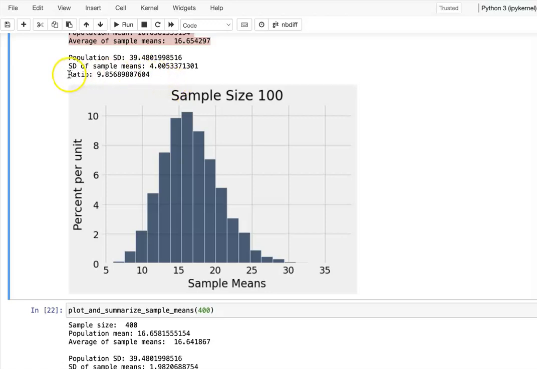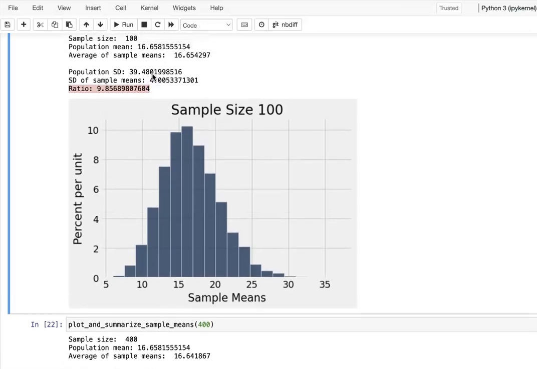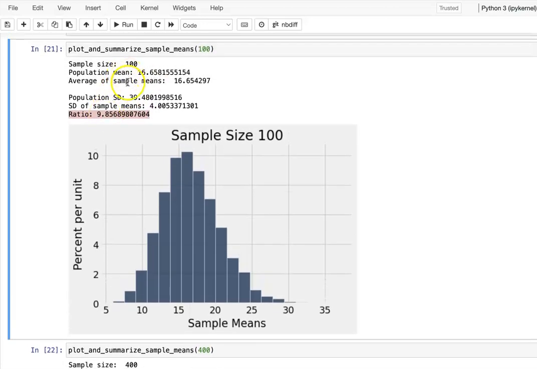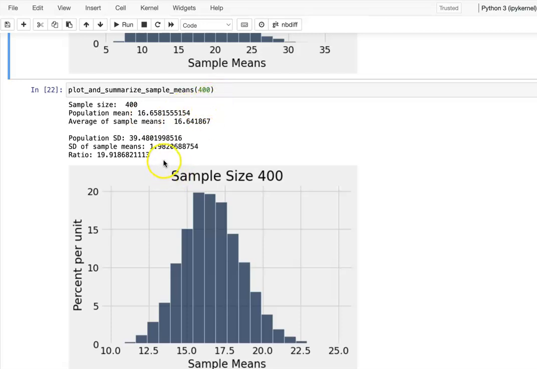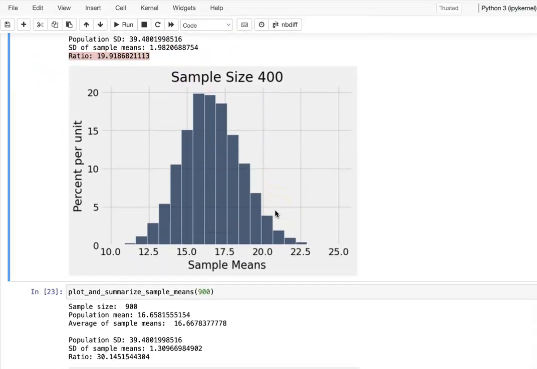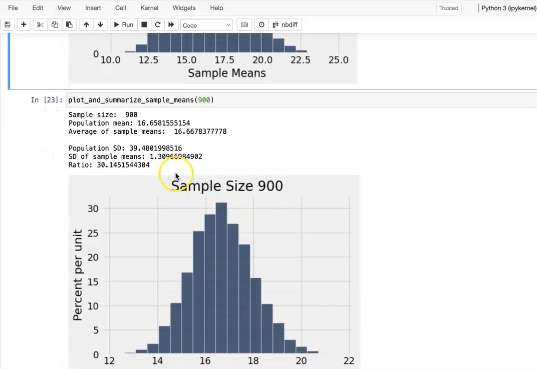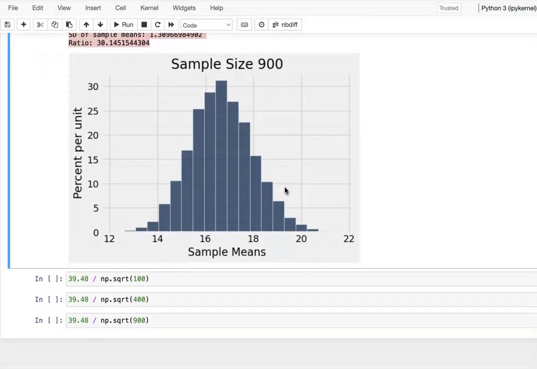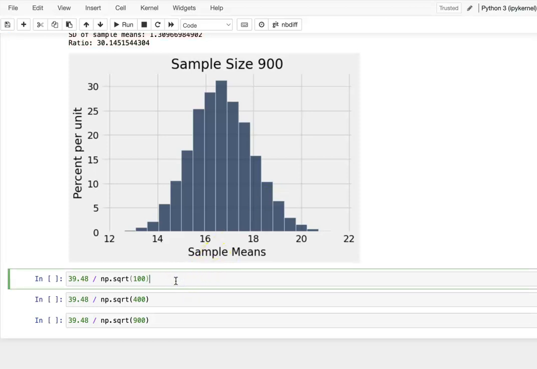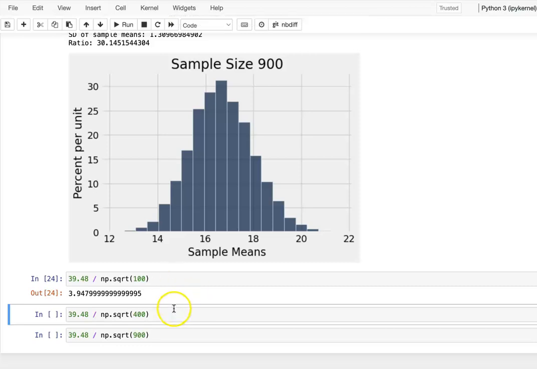You may be curious about why we have the ratio here. For sample size 100, the ratio is 10. For sample size 400, the ratio is 20. For sample size 900, the ratio is 30. Not sure if you noticed: the square root of 100 is 10, the square root of 400 is 20, and the square root of 900 is 30. That's why we get this ratio.